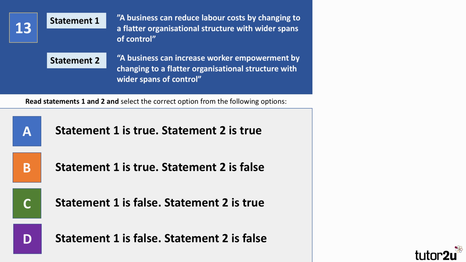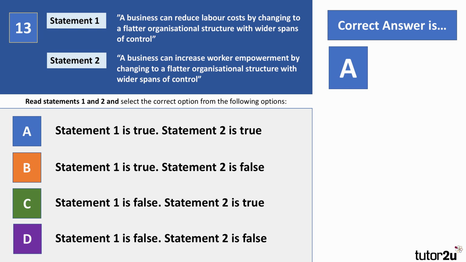As is statement 2. That's also true. It is the case if you move to a flatter organisational structure, wider spans of control, that increases worker empowerment. It almost forces a business to empower its workers to a greater degree than it was before. So both are correct, therefore the answer is A.